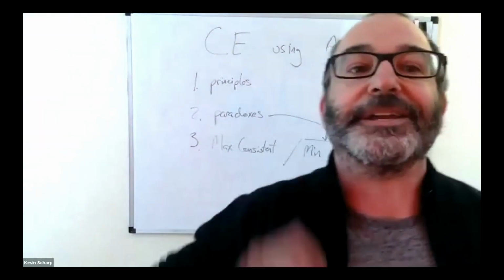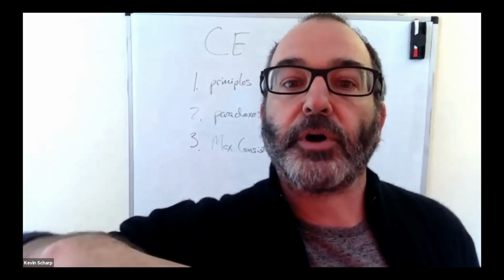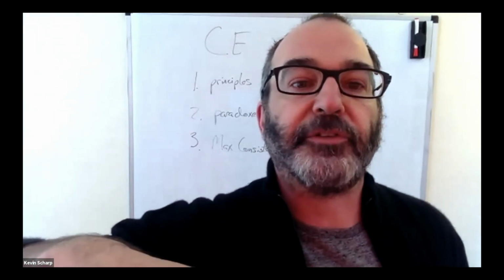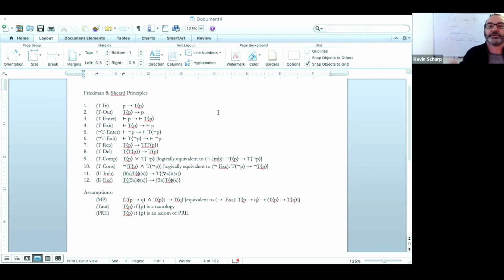Now, I want to use an example. This example is based on the work of Friedman and Sheared, and that is work that was done in 1988. So here are the principles. You can see from the share, here are the principles that Friedman and Sheared look at. And in this project in 1988, they said, we're going to look at 12 different principles, and we're going to identify all of the maximal consistent subsets and the minimal inconsistent subsets of these 12 principles. And this has served as a foundational study in the logical investigation of truth and paradoxes since then.